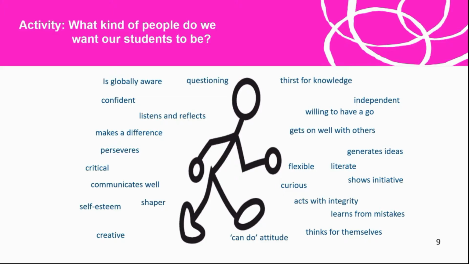I will just go through all of these things again, randomly. Students who are globally aware, who are critical thinkers, who make a difference, are willing to have a go. They get on well with others. They generate ideas. They are literate. They show initiative. They communicate well. They have good self-esteem. They are creative. They learn from their mistakes. They act with integrity. They think for themselves. And finally, they have a can-do attitude. We want students who are like this, who have all of these attributes or all of these skills.